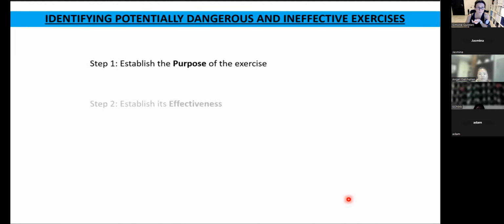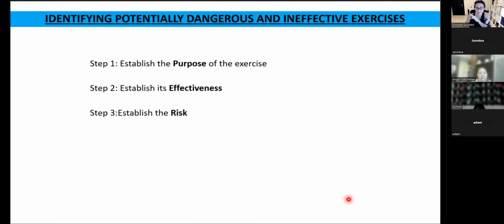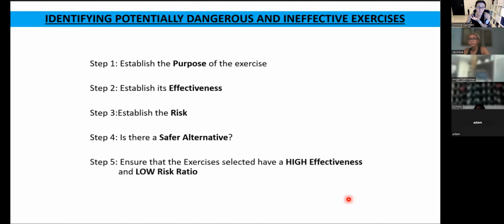Is it the best for your client? Again, that is what I just said. Is it effective enough? We talk about effectiveness later also, and the difference between effectiveness and specificity. Check if there's any risk. So maybe if your client had a problem with the shoulder, is there any more risk in putting more pressure on the shoulder? Do you need to change the lever, for example? And is there any safer alternative? This ensures that the exercises selected always have the most effective outcome and the lowest risk ratio.